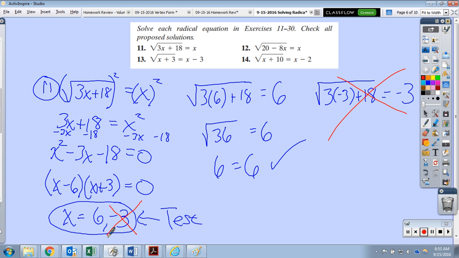All right, we'll work through another one. Number 12. Anyone need more time? All right, number 12. Square root of 20 minus 8x equals x.